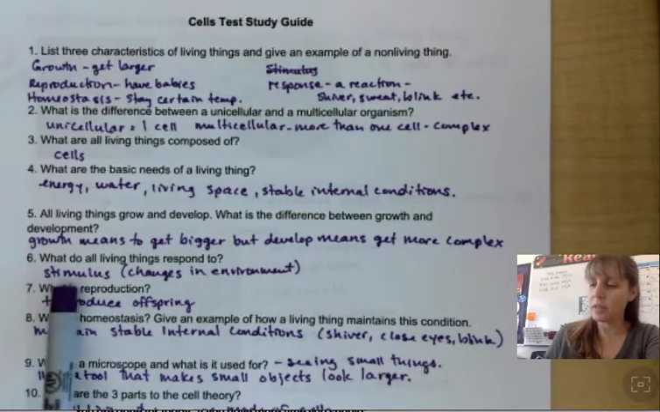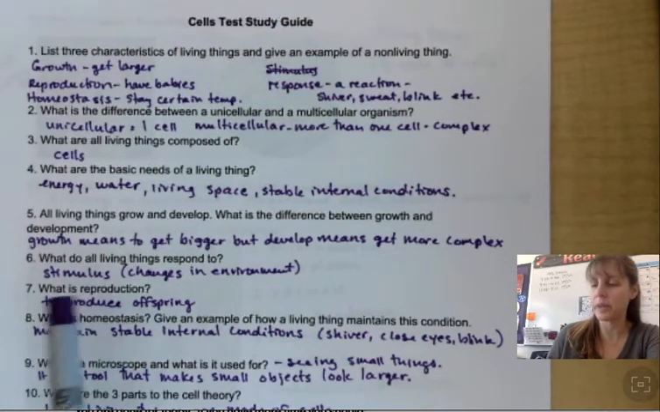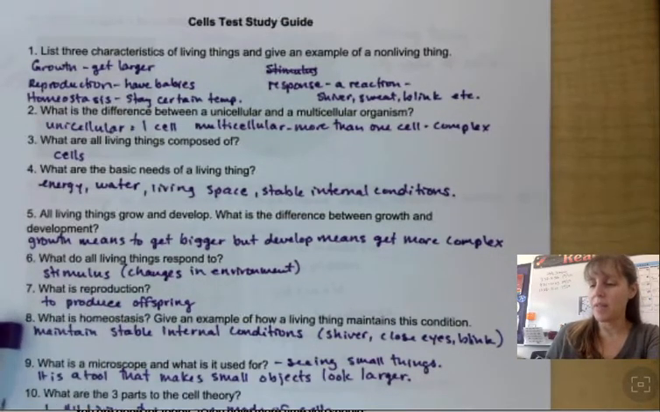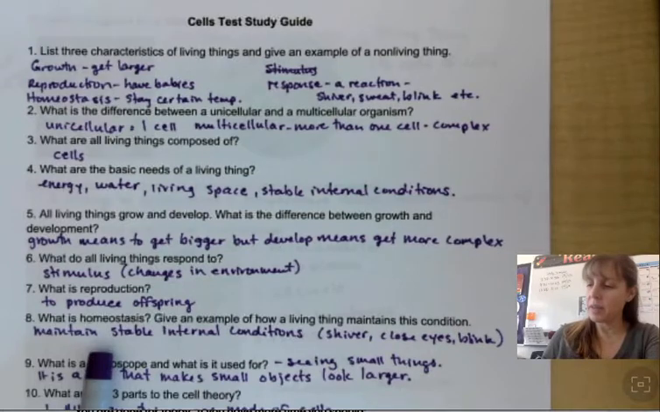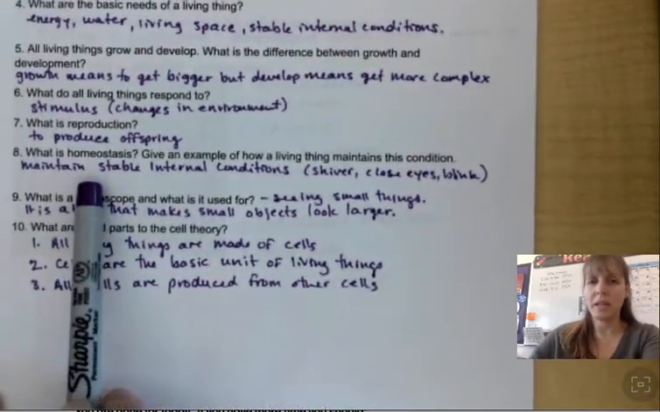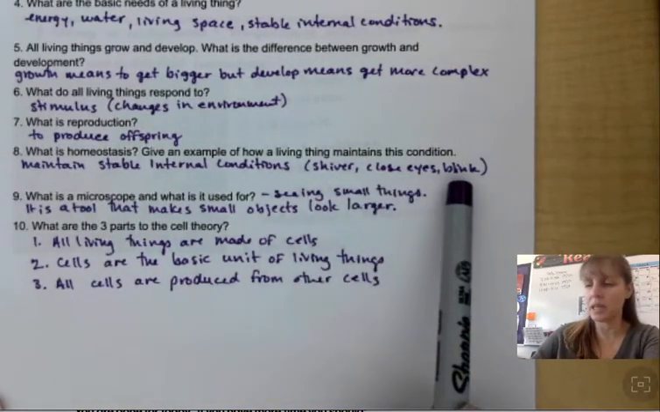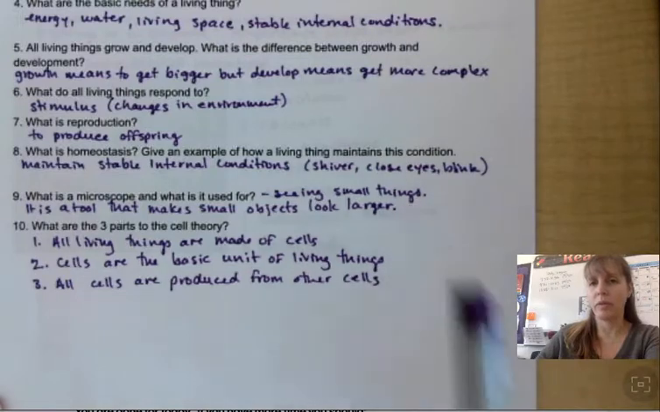Number 6, all living things respond to stimulus, which are changes in the environment, might be temperature, might be light, okay? Number 7, what is reproduction? It really means to produce offspring. Number 8, what is homeostasis? Give an example of how a living thing maintains this condition. It means to maintain stable internal conditions like shivering, closing your eyes, blinking, avoiding things.